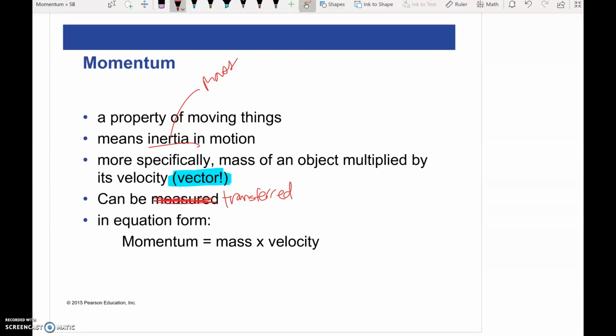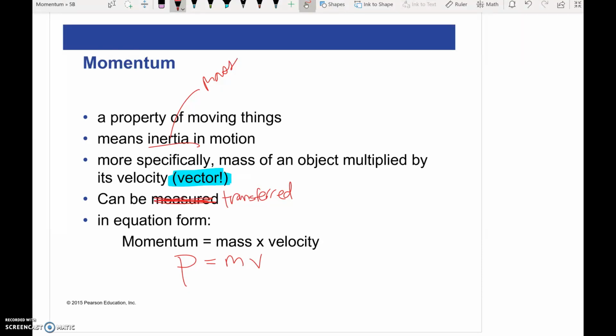Now, in equation form, momentum is equal to mass times velocity. Looks like this. No, I do not know why momentum has the symbol P. It just does. There's all sorts of stories. The closest one I could find was something involving Isaac Newton and pimentos. So we're just going to leave it at P.